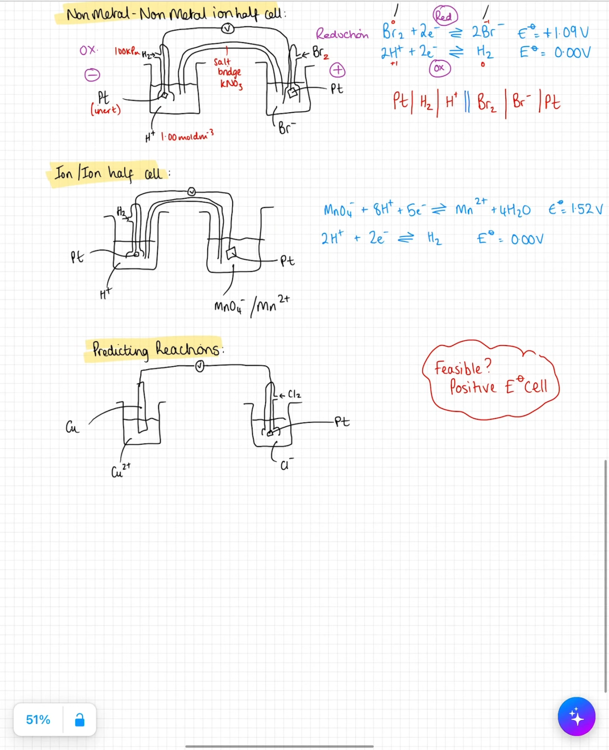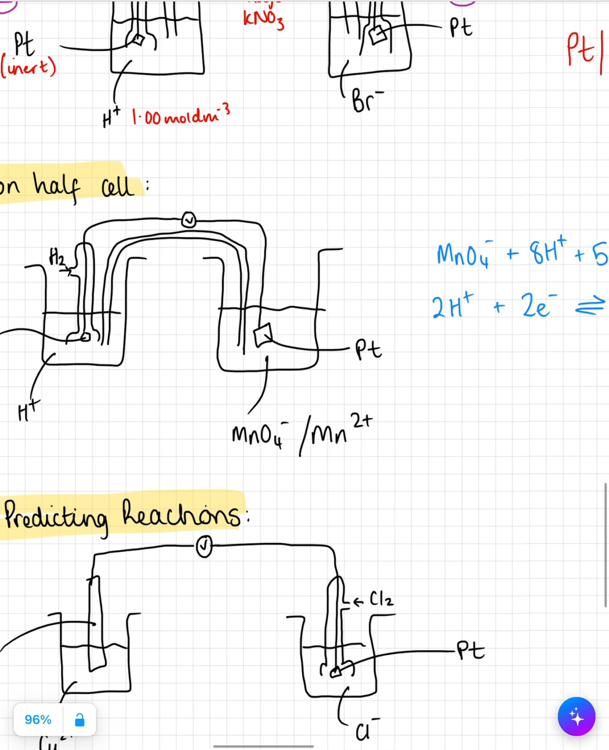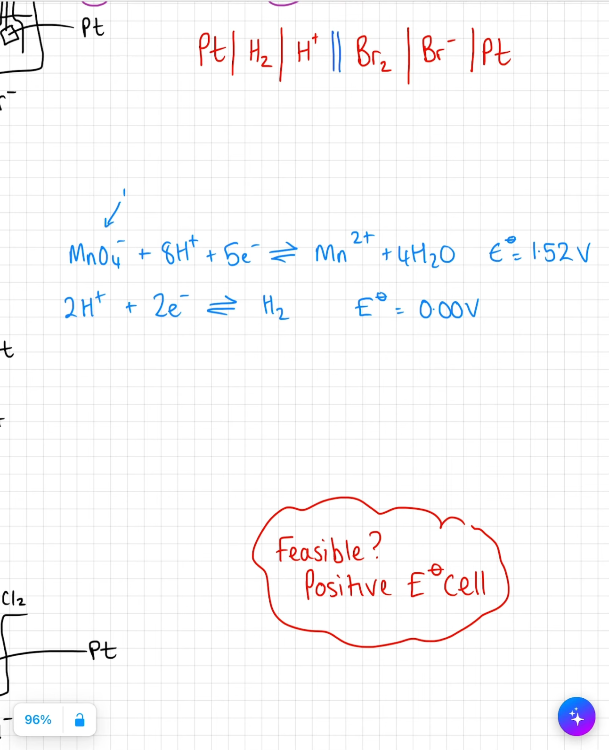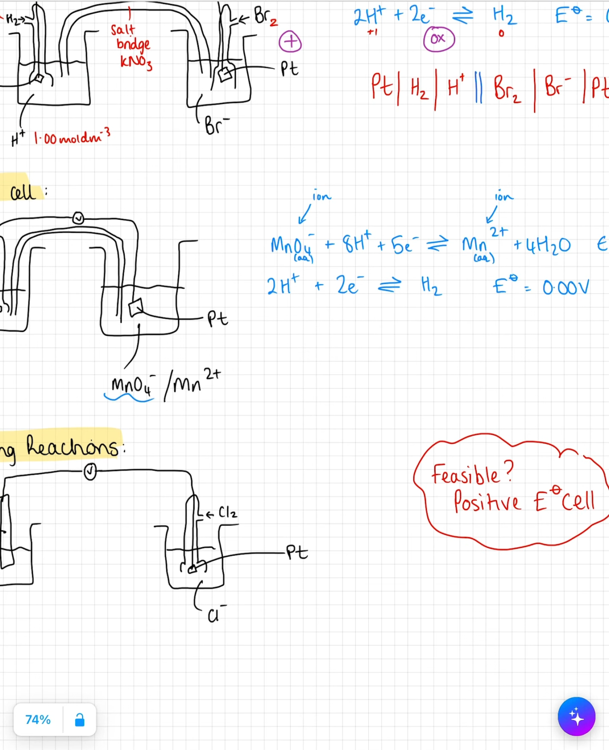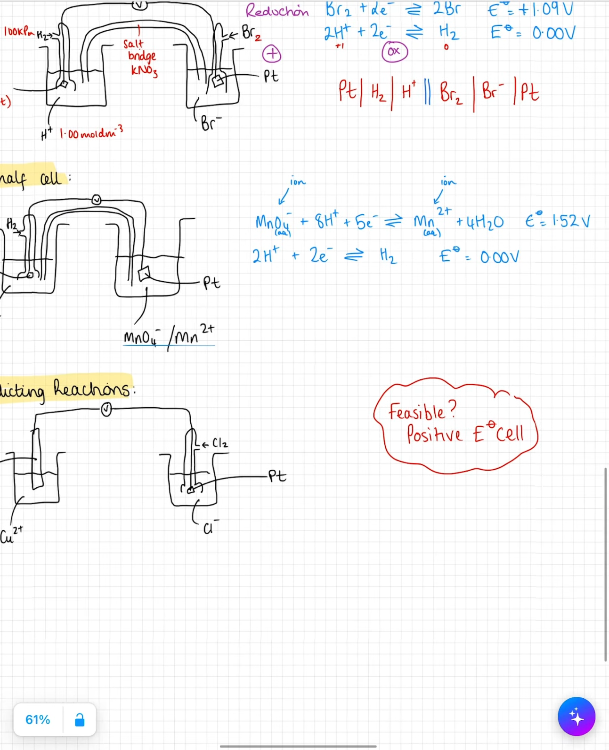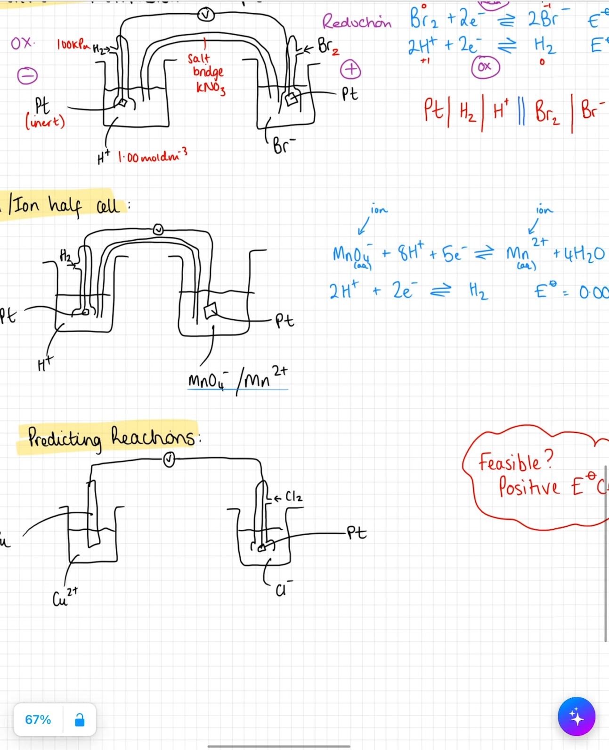Now, what about if we have an ion-ion half cell? What does this mean? So this means that in one of our half equations, we do not have any solid, liquid or gas. We have both got two lots of aqueous ions. So they are going to be a mixture of solutions, both at 1 mole per decimeter cubed. Again, we are measuring this in comparison to our hydrogen electrode.